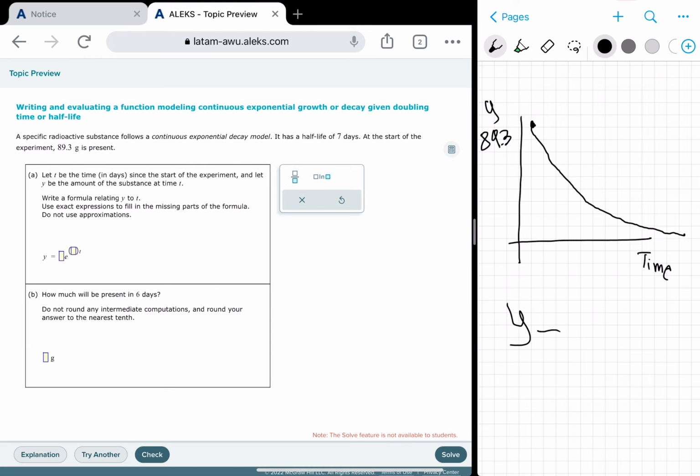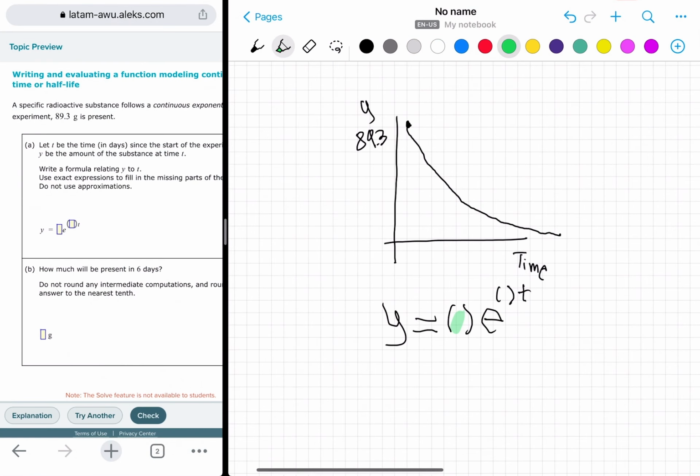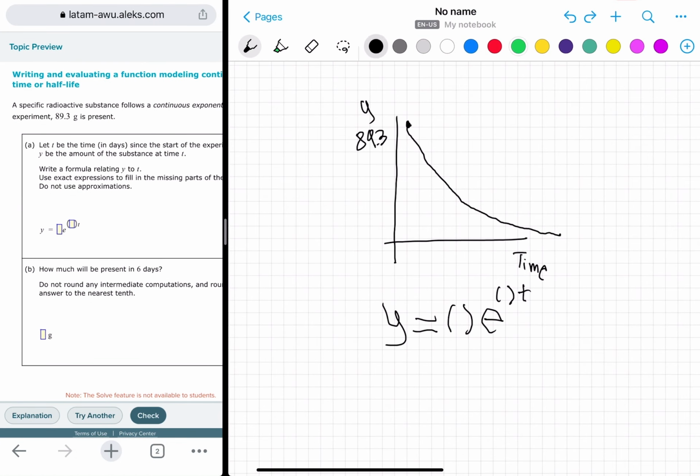So we have y equals something times e to the something times t. So we want to find these two values that are unknown, these two constants. Let us call them a and b. A and b are the constants that we want to find in the first part of this problem.